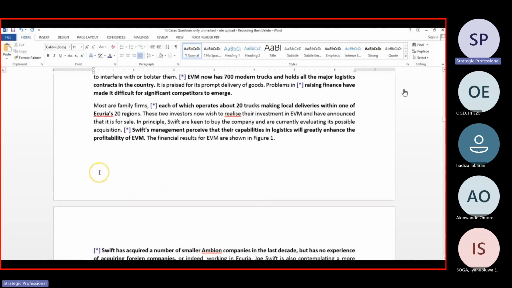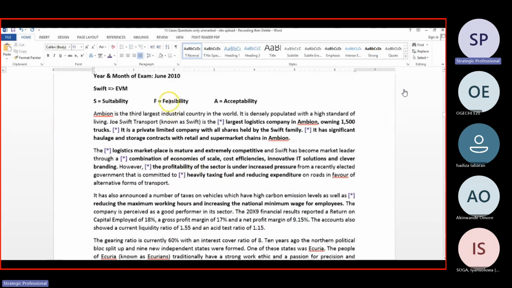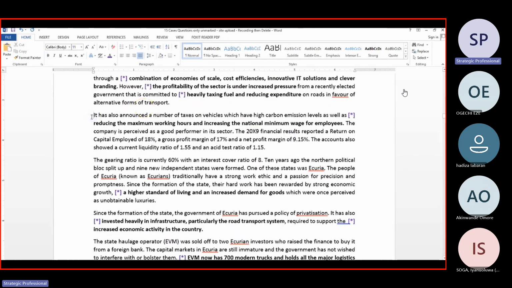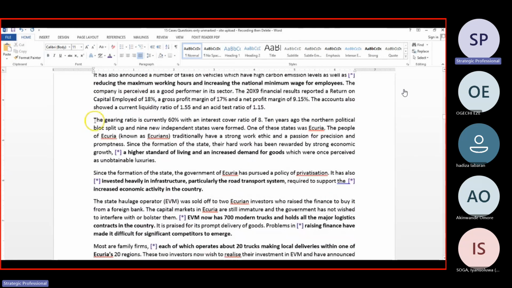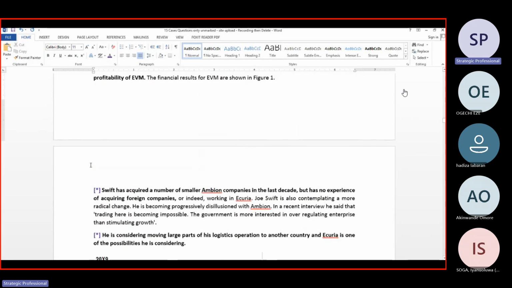The reason is, this question is a different question because we first initially read in terms of the ambient country, then the Swift company, then we again go to the ambient country's new regulations, then we move on to the Ukraine country here, then we move on to the EVM company. So there is always some kind of back and forth movement about one company and another country and another company. It keeps moving, so it's a little bit difficult to explain this kind of case study.